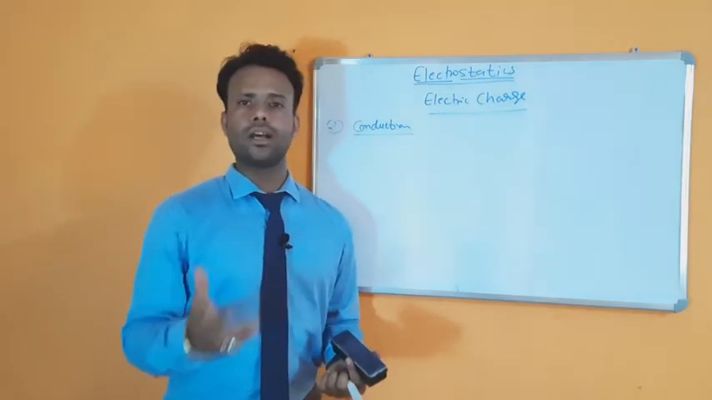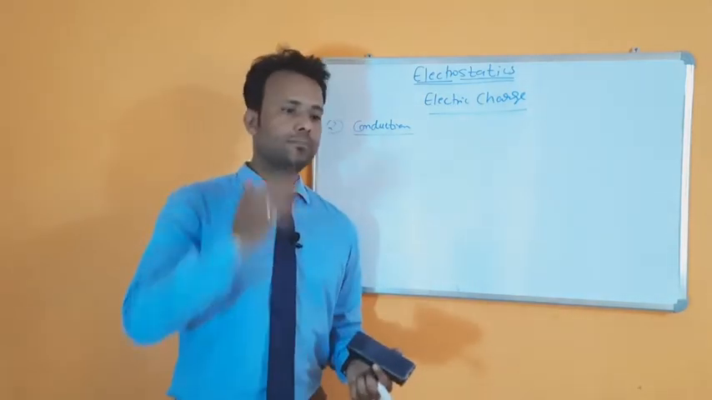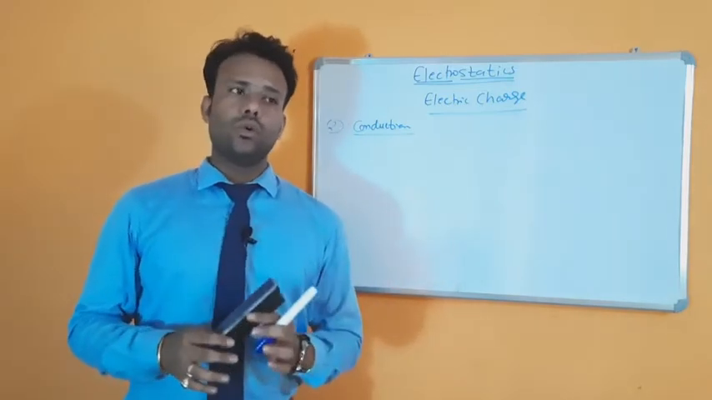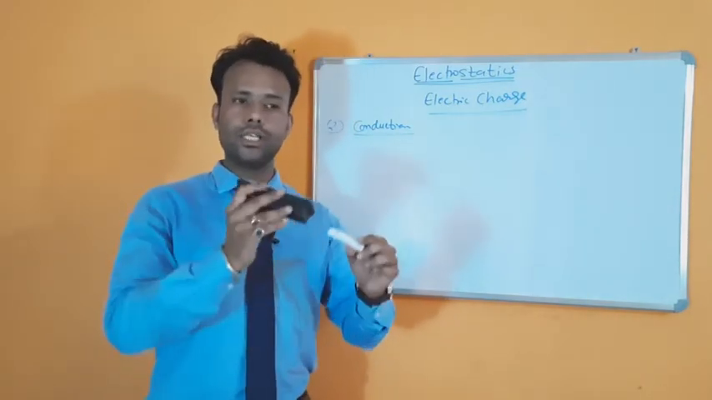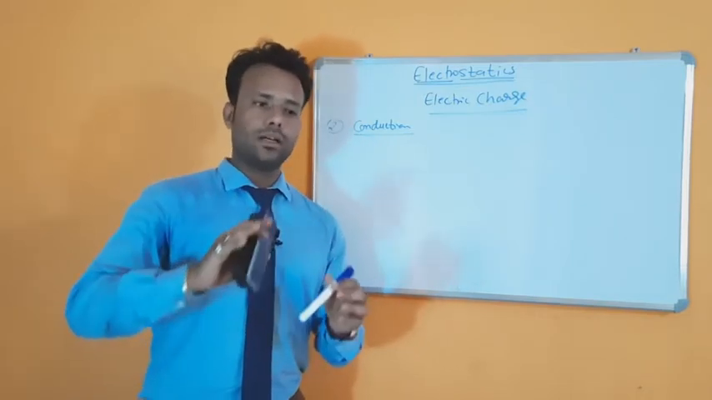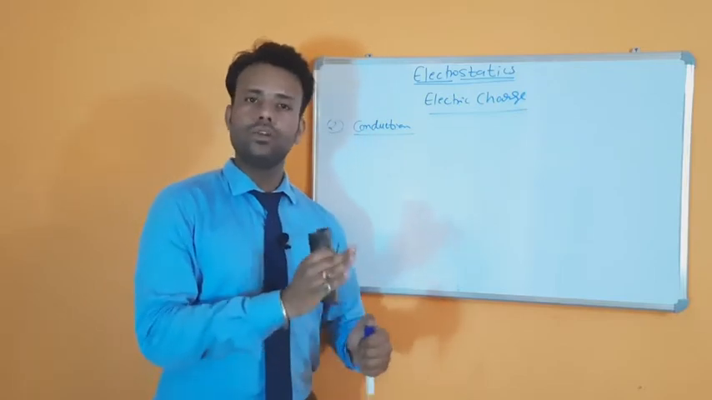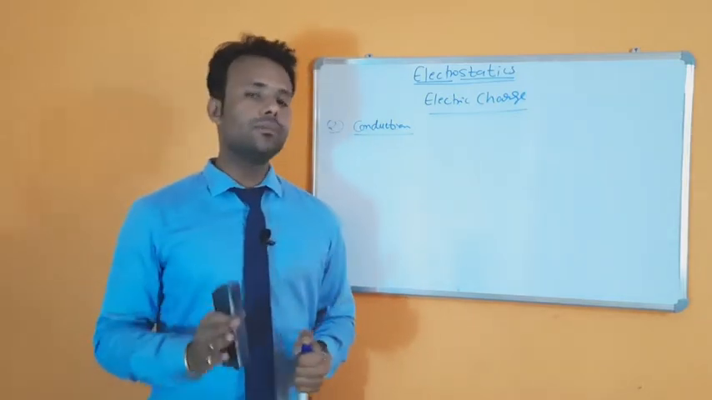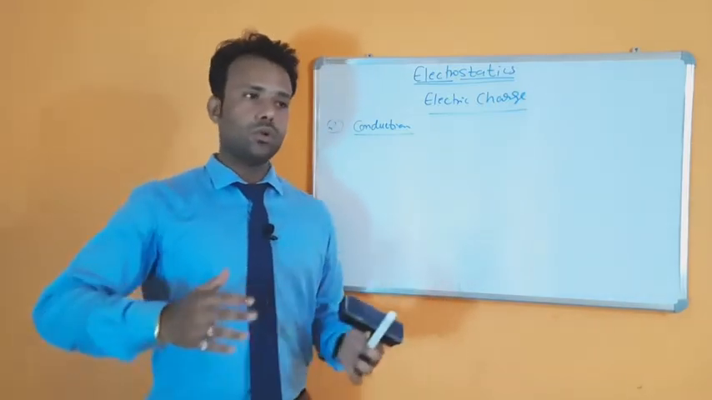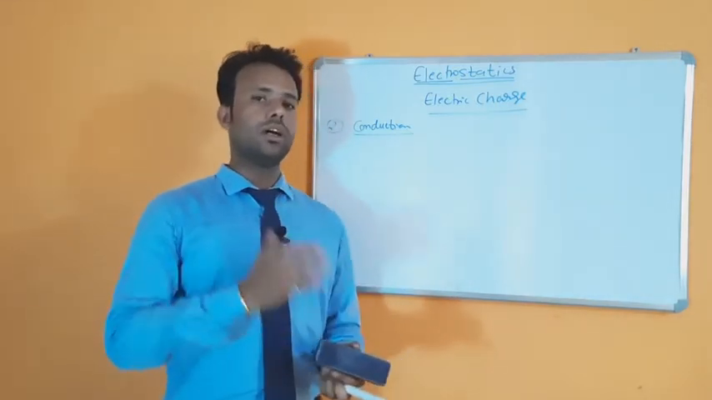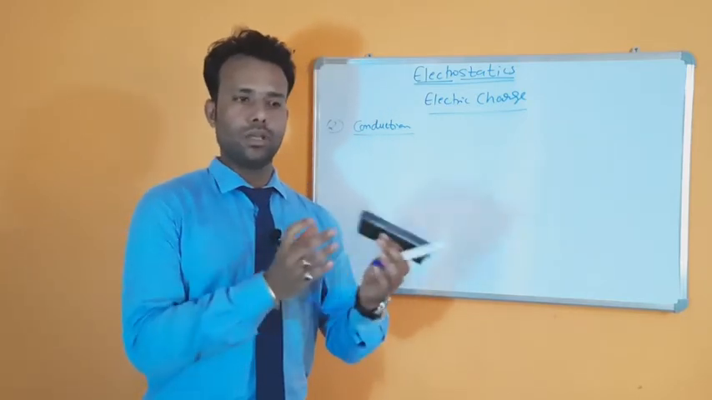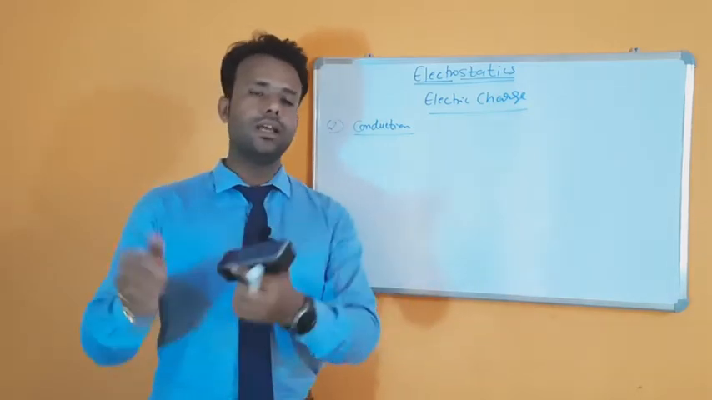Now what happened in conduction? In conduction, the necessary condition was that there must be physical contact between two bodies. Then only the heat can transfer from one body to the another body. Same thing happens with charge also. When we want to transfer the charge from one body to the another body, there must be some physical contact between the first body and the second body.